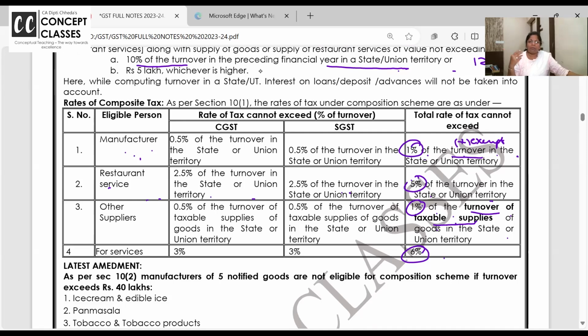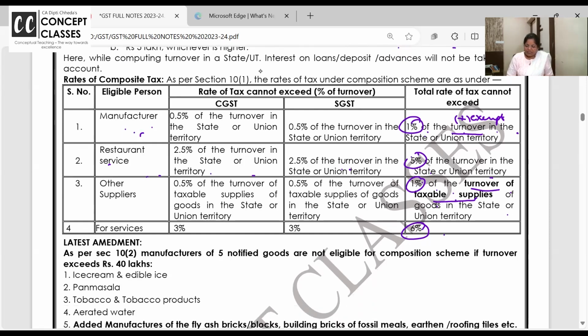I always say for composition it is the 40-20-20 rule. 40 minutes of writing, 20 minutes of explanation, 20 minutes next solve problems, class is over. Bye. But please wait, I want to revise section 9. What is the composition rate for a manufacturer? 1%. Restaurant, so next time you go to a restaurant, see the bill.